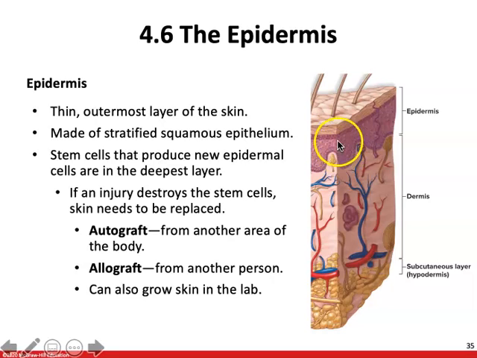Now, there aren't any blood vessels found in this outermost layer. Cells receive their nourishment from the dermis, the layer just below, but they die off as they move towards the surface. This has some protective properties. Most of the protective properties come from keratin, which is found in this layer. There are a couple of cells that are found in the epidermis, things like keratinocytes.